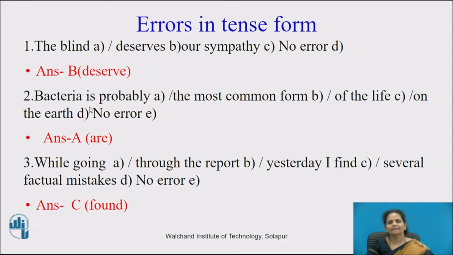The next example, "Bacteria is probably the most common form of life on the earth." In this sentence, the correction is found in the first part. Bacteria is always a plural form, and that's why the verb also should be in plural form. The correct sentence is, "Bacteria are probably the most common form of life on the earth." So, option A is the correct answer.